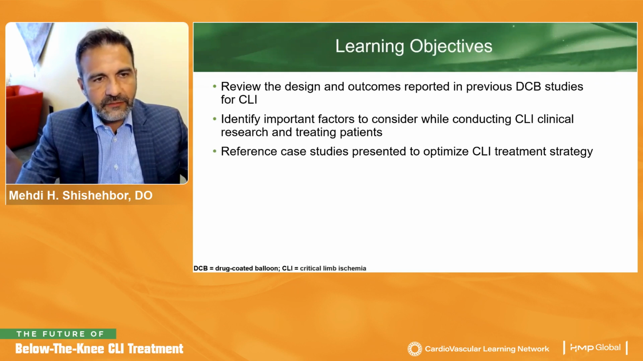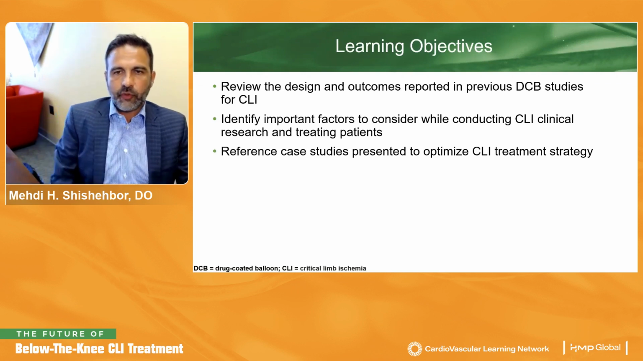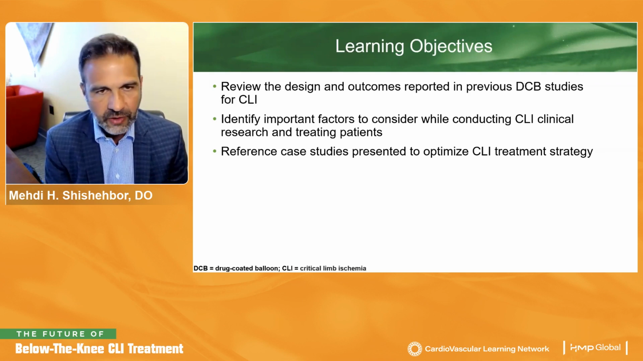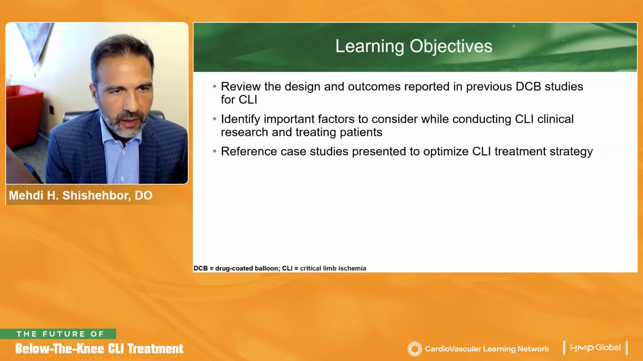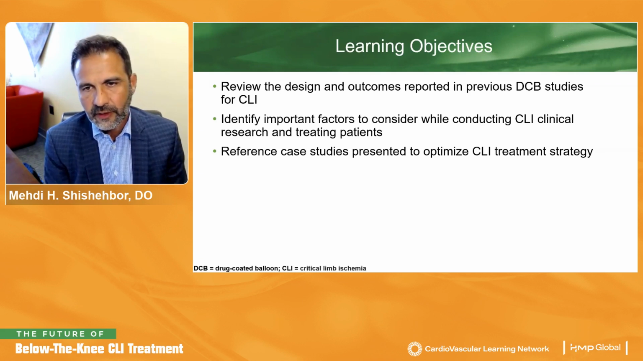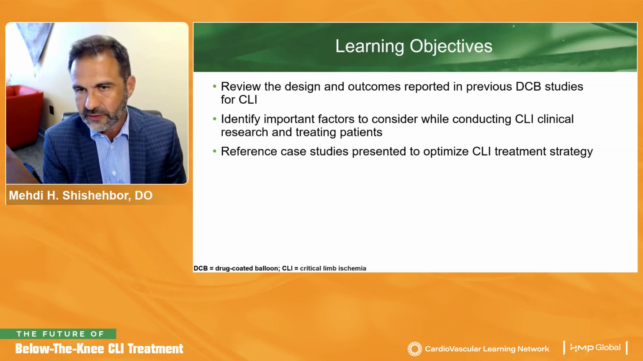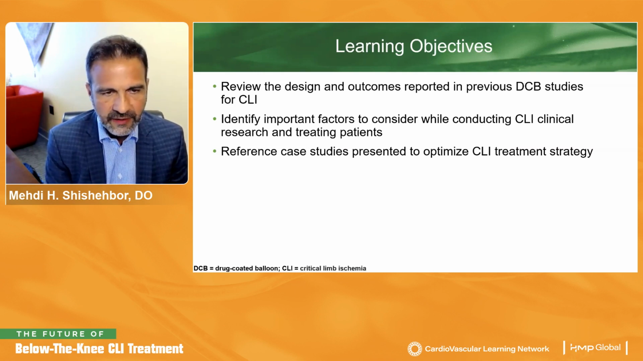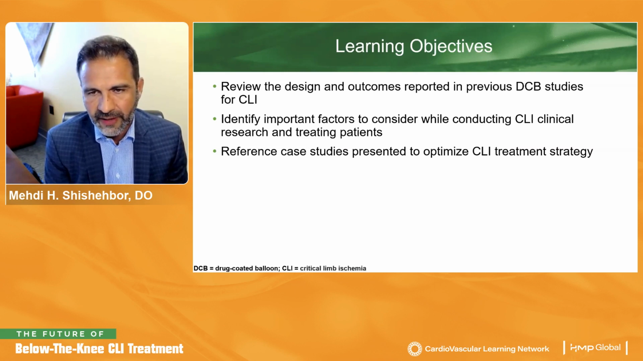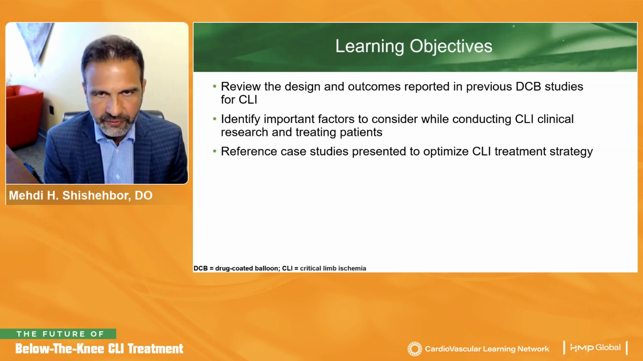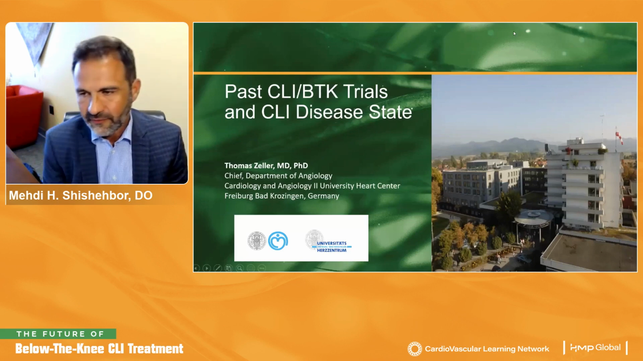Today's objectives, we will be reviewing the design and the outcomes reported in previous DCB studies for CLI, understanding some of the limitations and why they failed, and what was right and what went wrong, identifying important factors to consider while conducting CLI clinical trials and research and treating patients with CLI. And then lastly, reference case studies presented to optimize CLI treatment strategy with some of the case examples that Dr. Hussain will be presenting to us. With that, I'm going to hand it to Professor Zeller for his presentation.